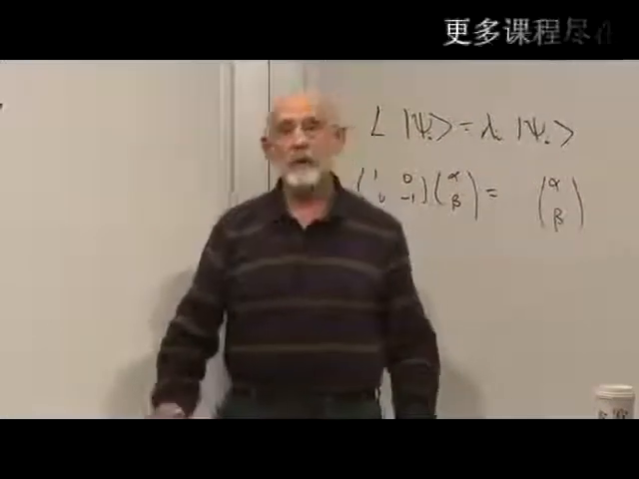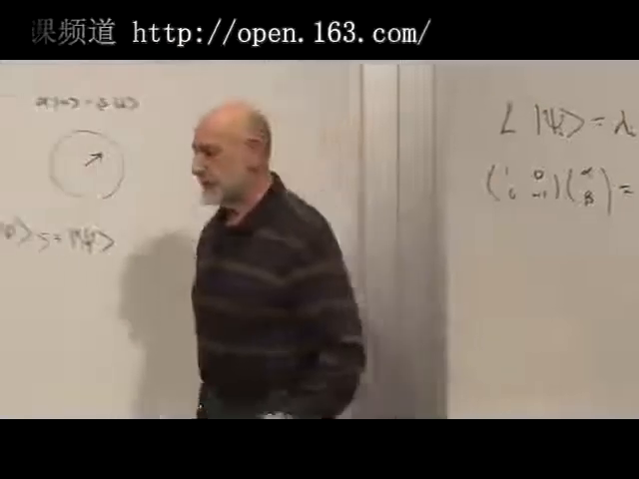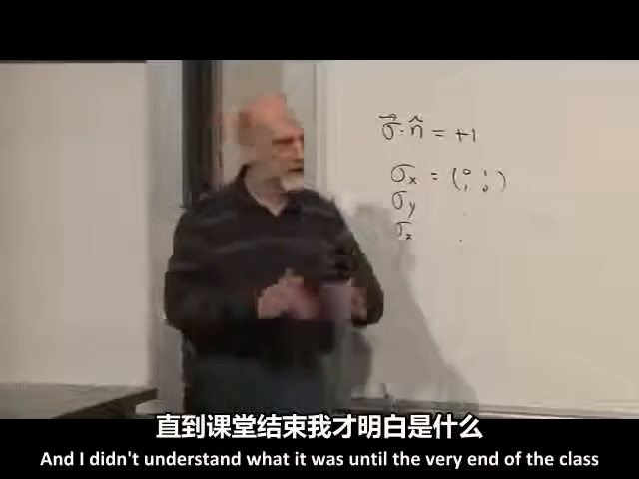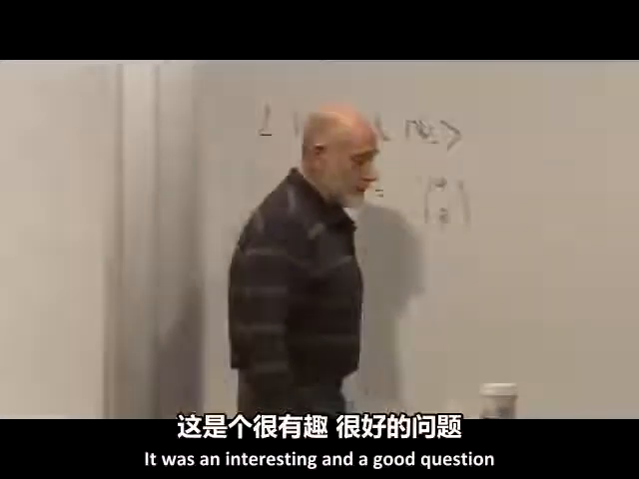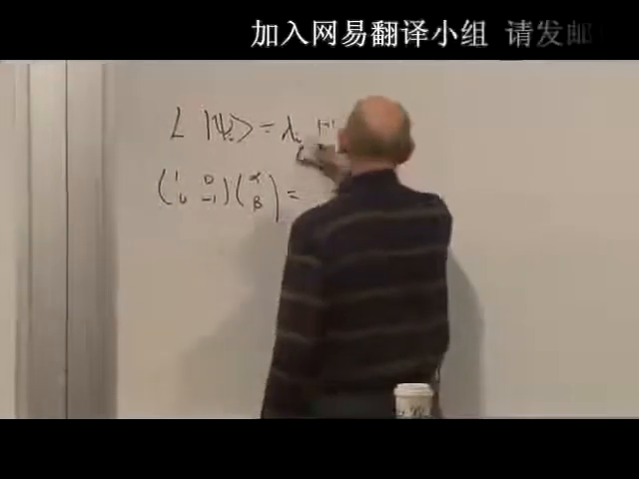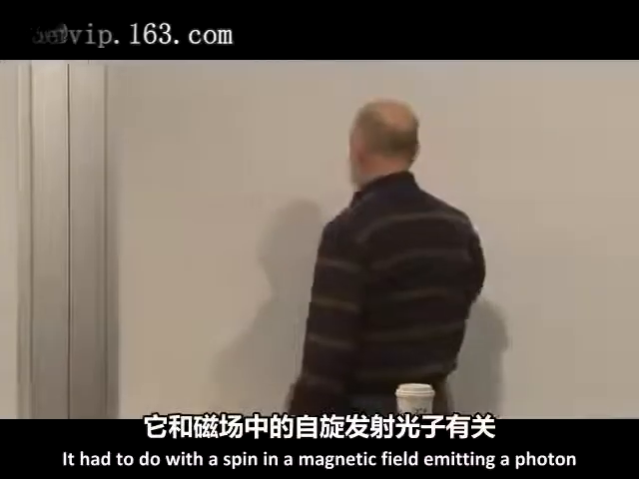All right, there was an issue that came up the last time, and I didn't understand the question. There was a question that kept coming up, and I didn't understand what it was until the very end of the class. And it was an interesting and a good question, so I want to go over it because it is important. It had to do with a spin in a magnetic field emitting a photon.